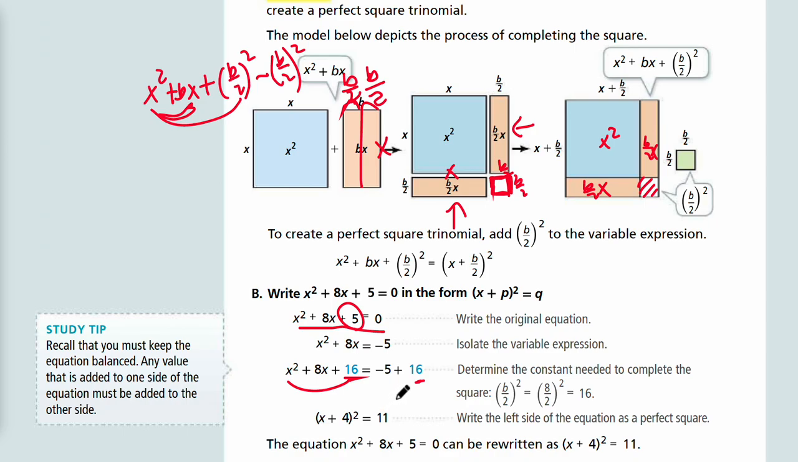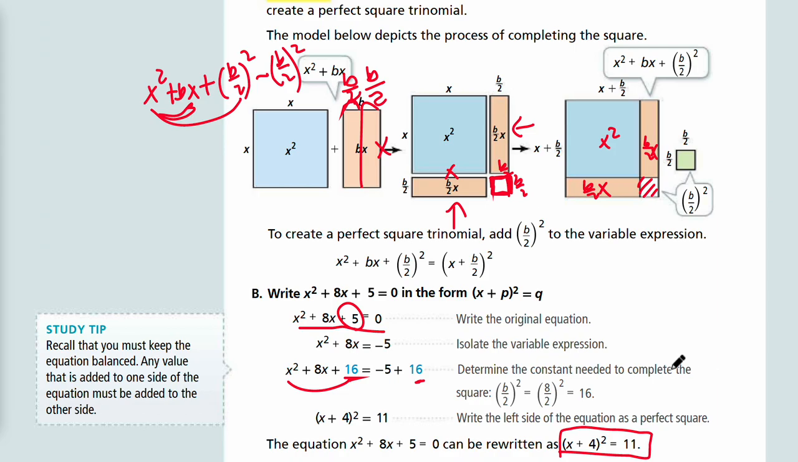And then we can solve: x plus 4 is equal to the square root of 11, which will be x equals negative 4 plus or minus root 11. But we're not asked to solve for x or solve for 0. We're just going to write this in the form x plus p squared equals q. So now we have x plus 4 squared equals 11, which is in this form exactly. So you can stop there. Okay.